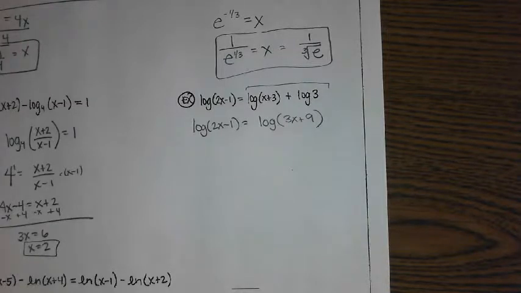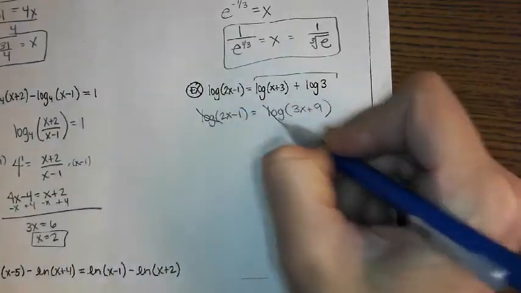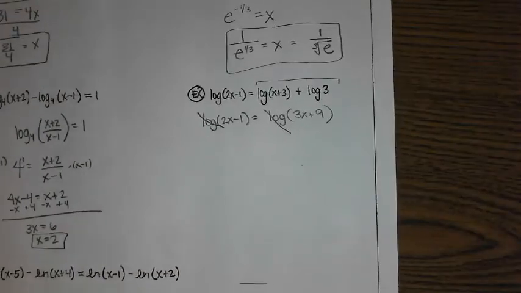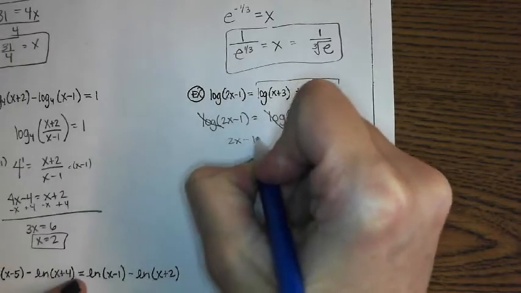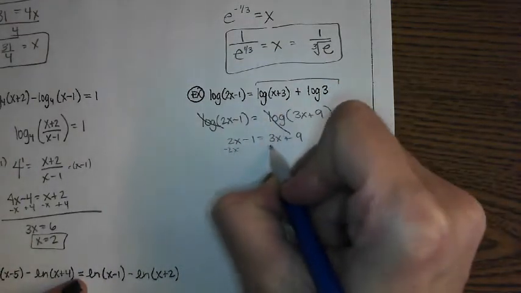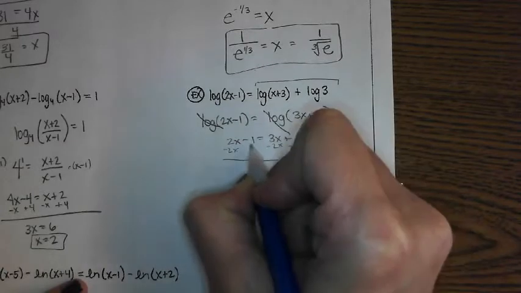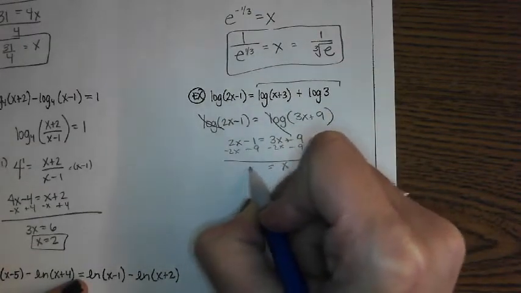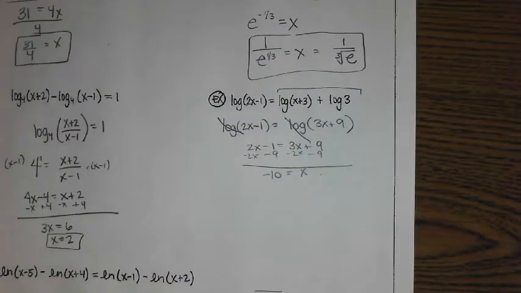And then as long as it's the same base on both sides, it just cancels. If the log of one expression is going to equal the log of another expression, then those expressions have to be equal. So 2x minus 1 must equal 3x plus 9. Get your x's together, your non-x's together. And I get x equals negative 10.